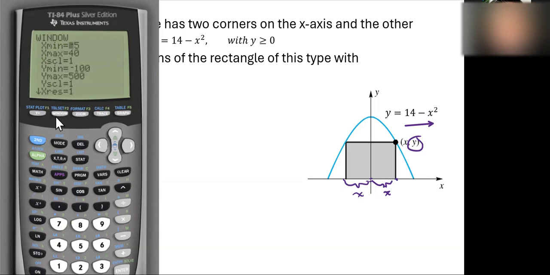Okay, so pause this here for a second. Okay, so here are my dimensions, or I should say the window of my graph. I got -5 and 5 are my x min and x max, and then I have y min is -50 and y max is 50. So let's see what happens.